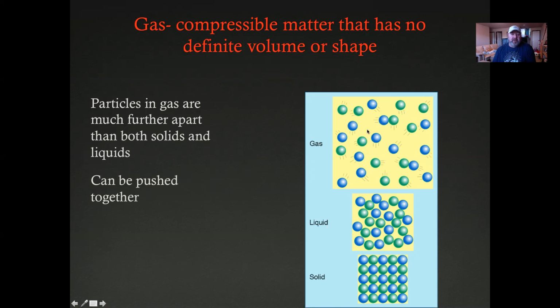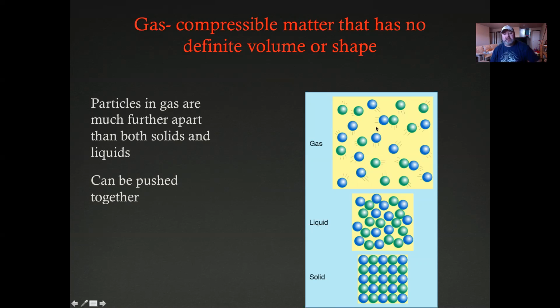And when those particles are spread apart like that, you can compress them, okay? Eventually, if we're talking about something like oxygen, you can compress it enough, and with the right pressure, you can get it to turn into a solid. Like that's what they use for fuel in the space shuttle.